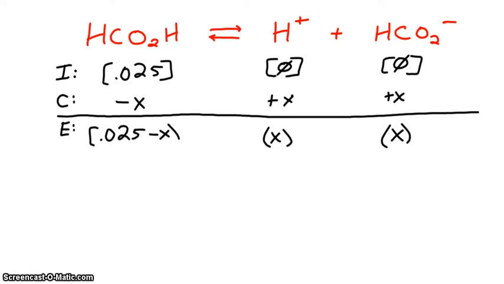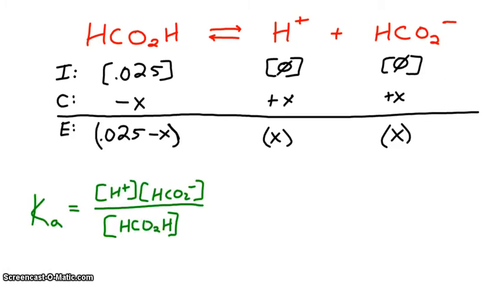Here's the completed ice box table with initial concentration, change in concentration, and equilibrium concentration written. I've written the Ka expression for this reaction. We know the Ka value, it's given in the problem, or we could look it up in the text. We know that these are the equilibrium concentrations that we can substitute into this Ka expression, solve for X, and then if we know X, we can determine the hydrogen ion concentration.